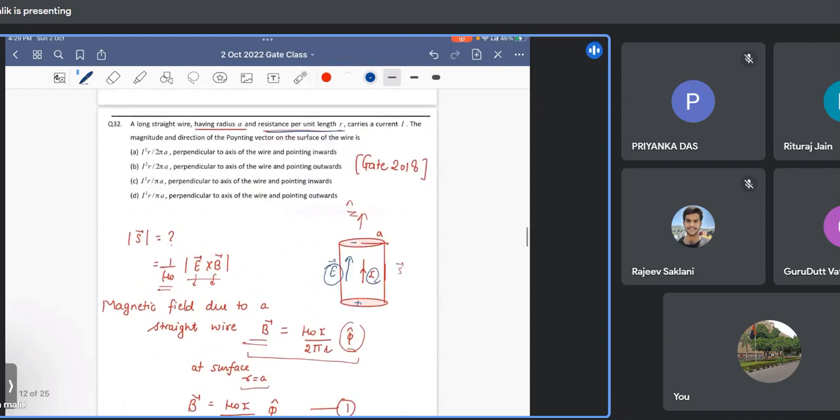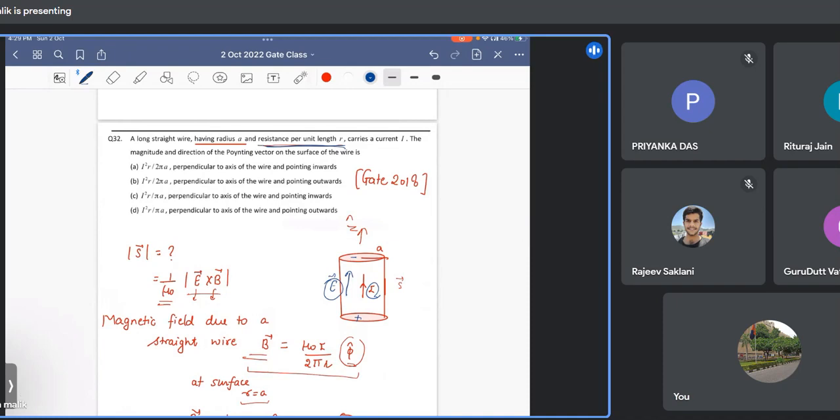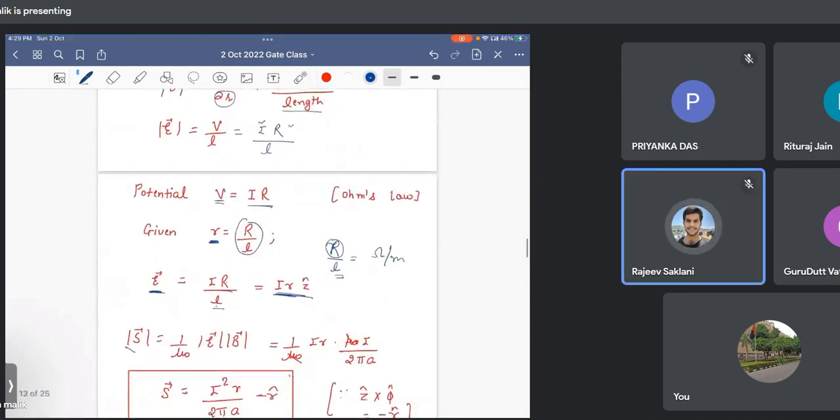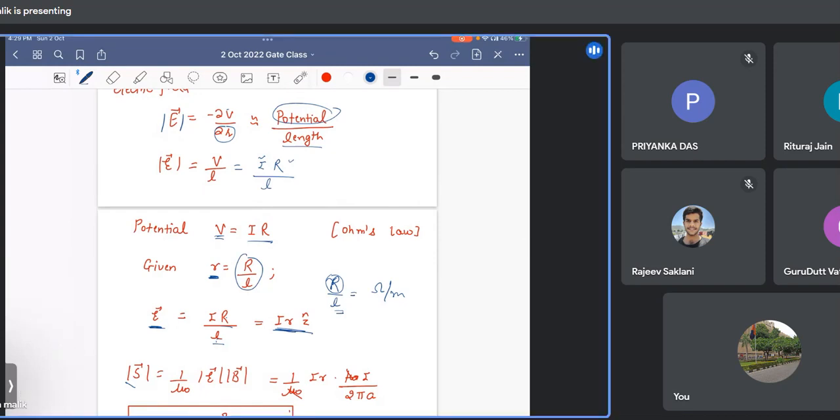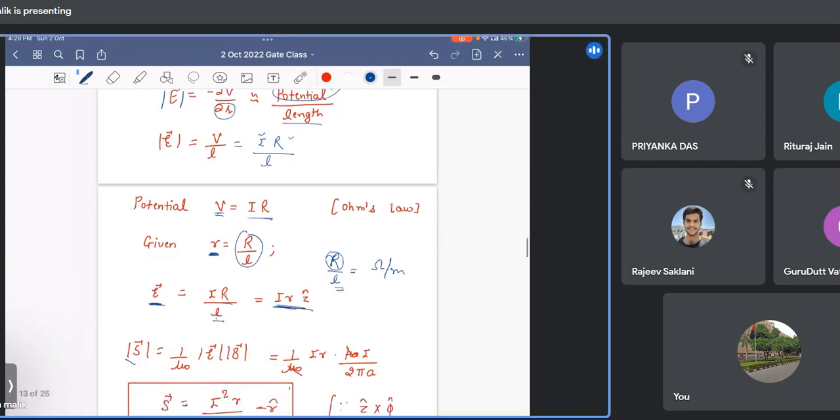It is given in this question that resistance per unit length is r. So we are calculating the Poynting vector S. Here I have turned it into magnitude. Otherwise, you can calculate E cross B too.